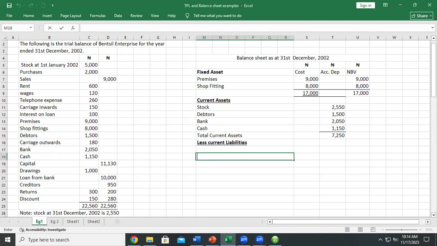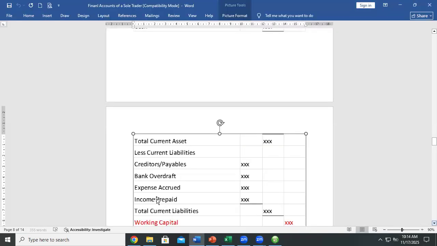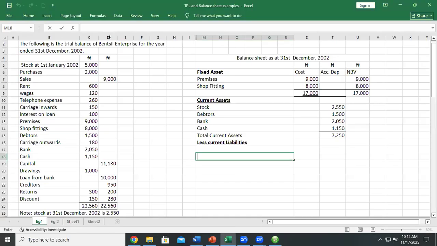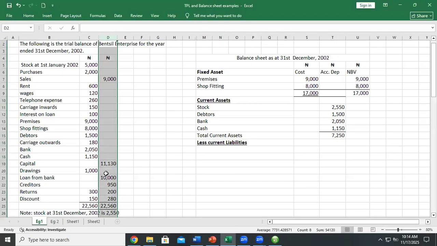Creditors, bank overdraft, expenses accrued, income prepaid. Let's check the question for the ones we have here. And going through, in fact, your liabilities have credit balances. So at least this should be your focus. When you are looking for your assets, you look at the debit side. For your liabilities, you come here. Obviously, sales is not a liability. Capital is not. Loan is a liability, but not a current liability. It's a long term.